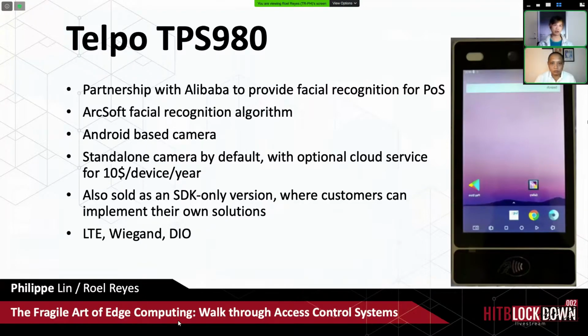For bigger businesses, there's also an SDK-only version sold to the customer. For this algorithm, one has to pay only $38, and it has LTE, Wiegand, and digital I/O interfaces. So this one's really cool.